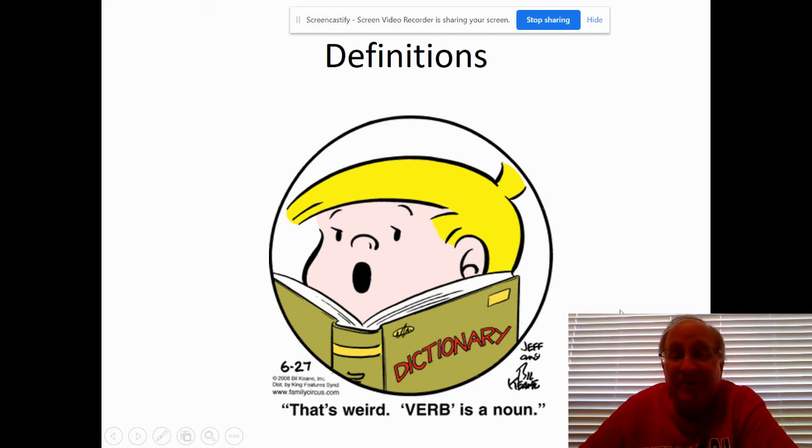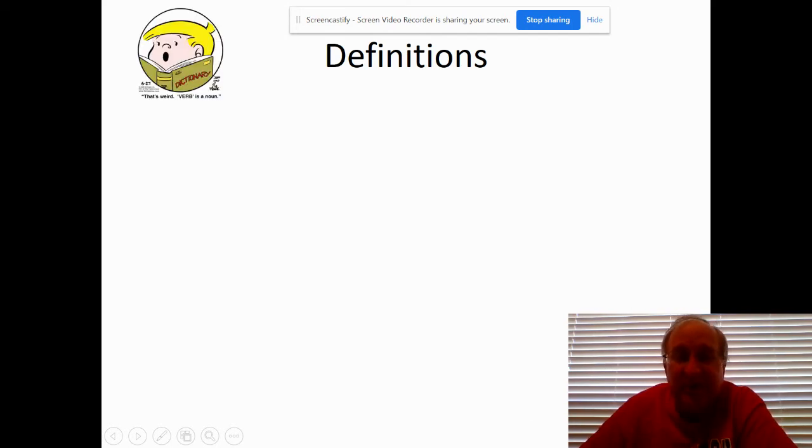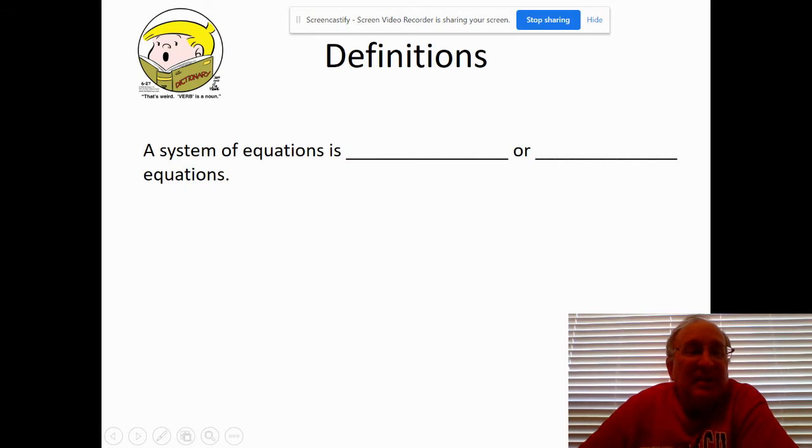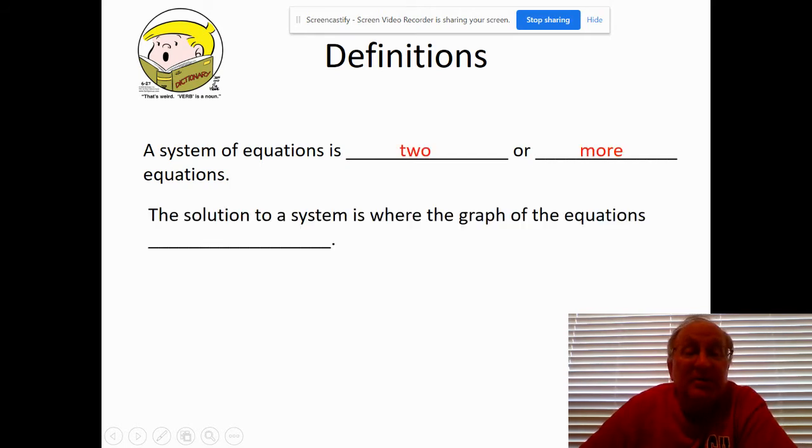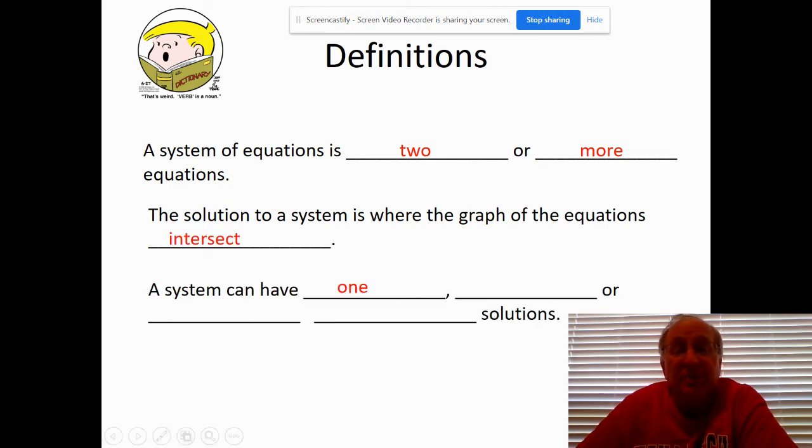Okay, we're going to talk about some definitions here. Basically, a system of equations is two or more equations, and the solution to a system is where the graphs of these equations intersect. So a system can have one solution, no solutions, or infinitely many solutions. Most of what we're going to deal with is one. Those are the possible solutions one can have.